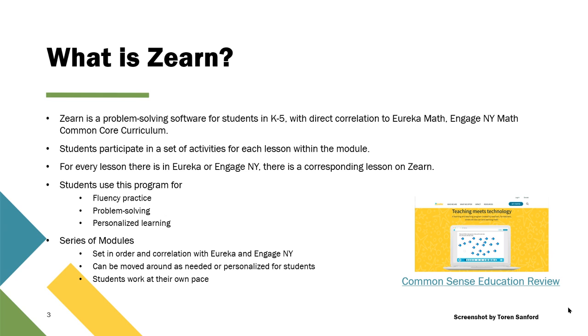Zearn is an additional tool to assist in student learning through spiral review, short interactive video lessons, sprints for fact fluency, and use of visual representations for math practice. The program is set up in a module format, just like the Eureka and Engage New York curriculum, and includes a series of lessons for each module.